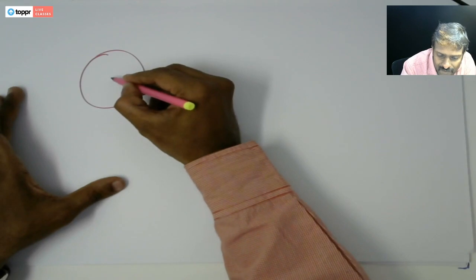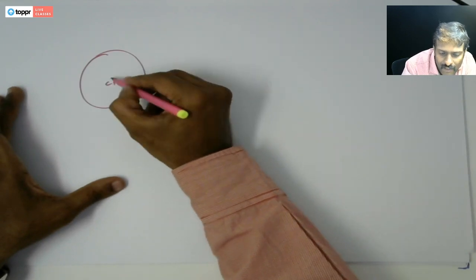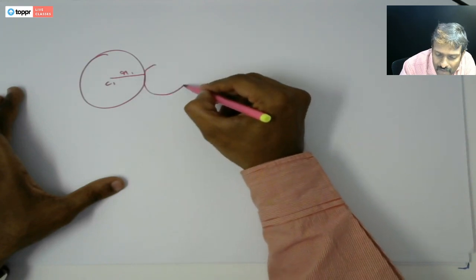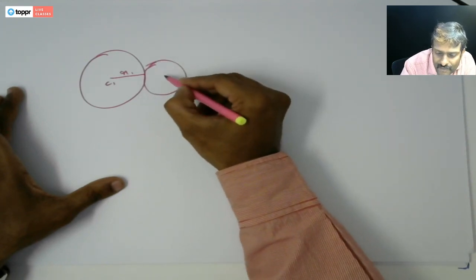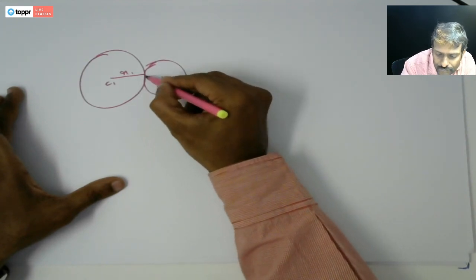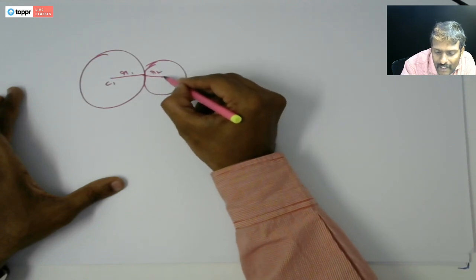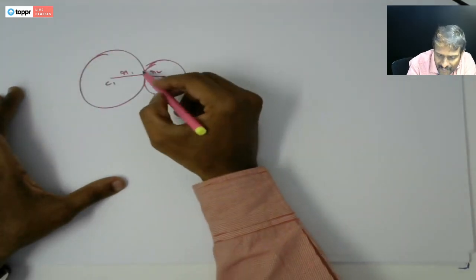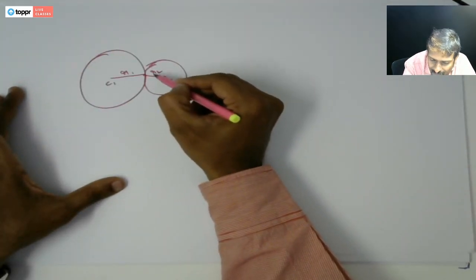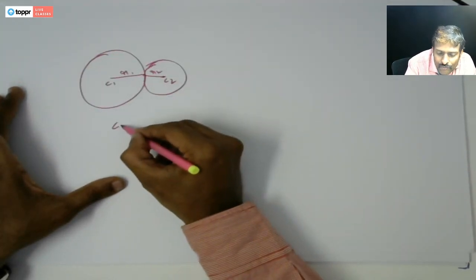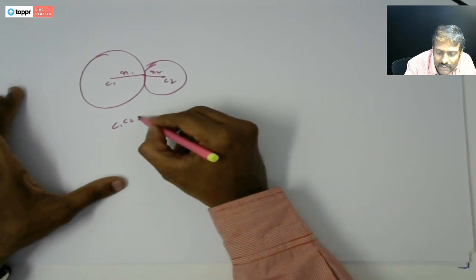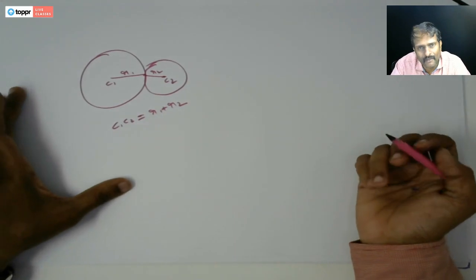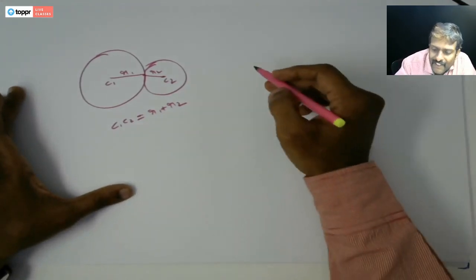Suppose I have a circle with center C1 and radius R1, and I have a smaller circle of radius R2 and center C2. Now it is evident that since these are touching, the radii R1 and R2 will add up to give us the distance between the centers, right? So what if they touch internally?